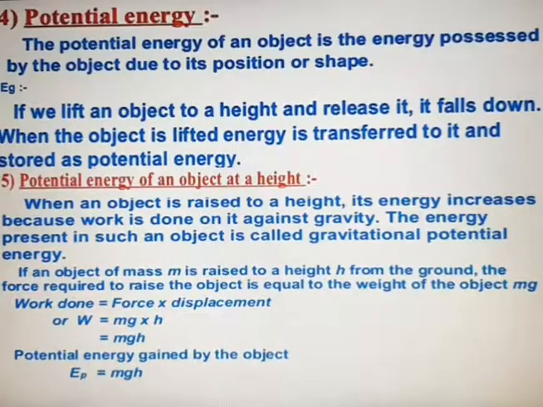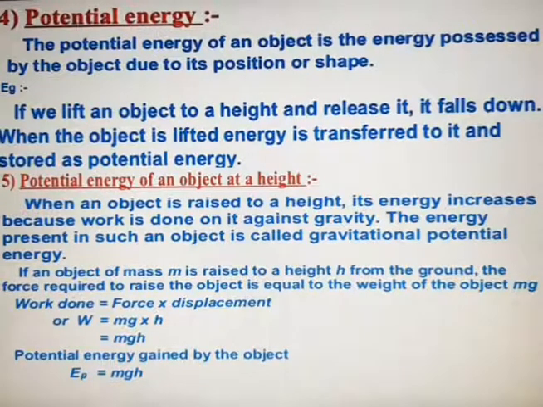Today our first topic of discussion will be potential energy. It is the energy possessed by an object due to its position. That means based on its position, every object contains a certain bit of energy. So if an object is placed higher, it is supposed to contain more energy as compared to the same object placed in a lower position.